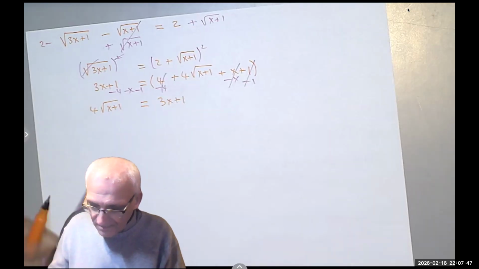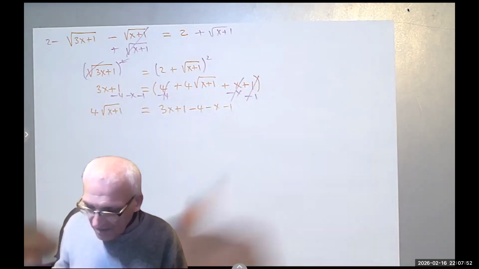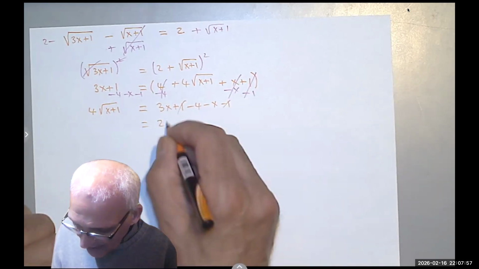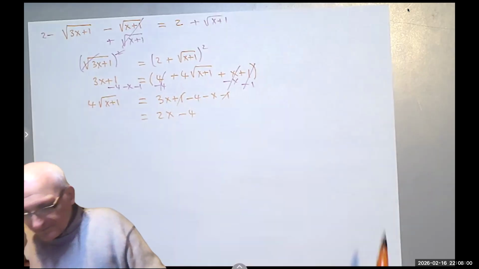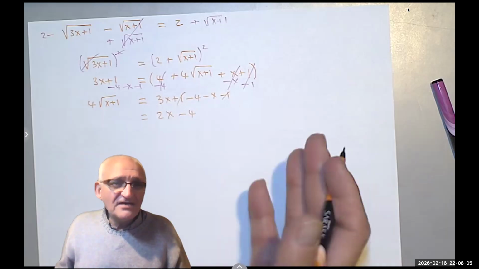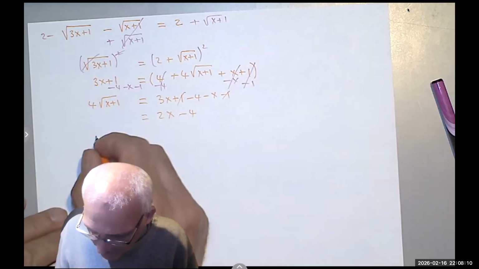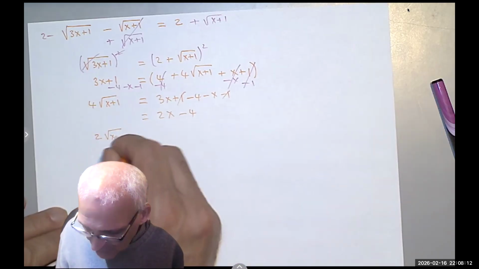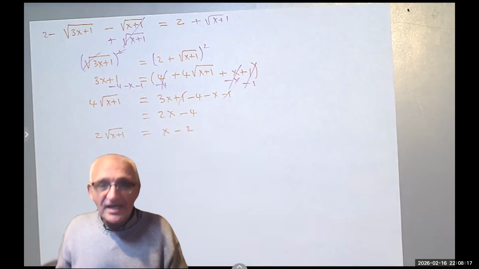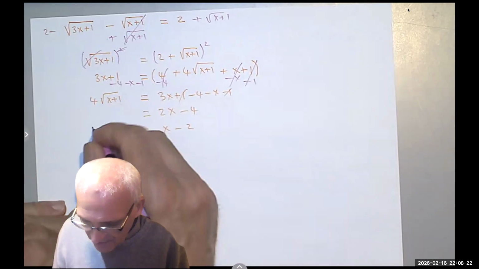So minus 4 minus x minus 1, the 1 and the 1 cancel. So I get this equals 2x minus 4, which I can simplify by dividing left and right by 2 if you want. So I can rewrite this as 2 root x plus 1 equals x minus 2. Then you have to square again. Notice we had 2 radicals, so we had to square twice anyway.